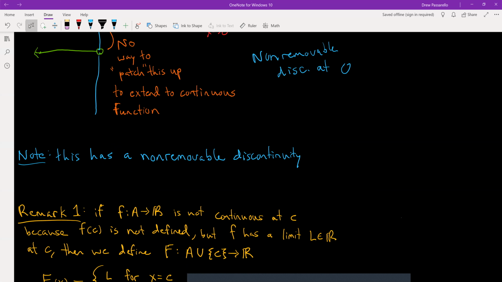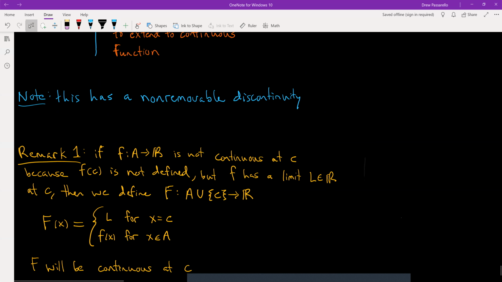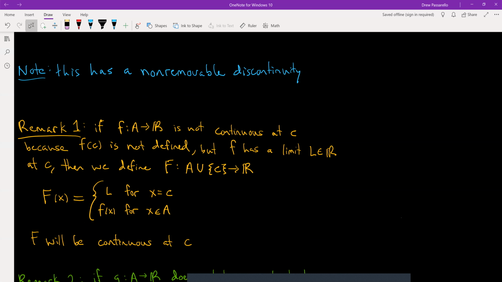So from these two examples I just went over, there are two remarks. The first remark is that if you have a function f from A to the reals, and it's not continuous at c because f of c is not defined, but f does have a limit L in the reals at c.